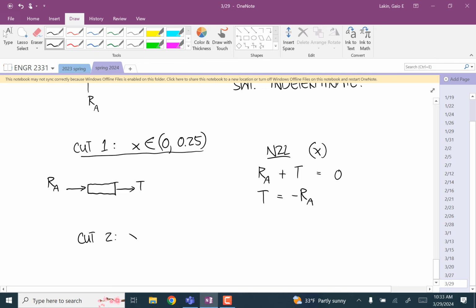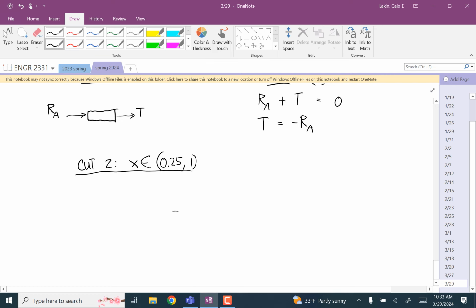And our second cut is for x's from 0.25 to 1. We have our RA. We have our 20,000 newtons here. We haven't made it to the top connection to the ceiling yet, so we have our internal tension.